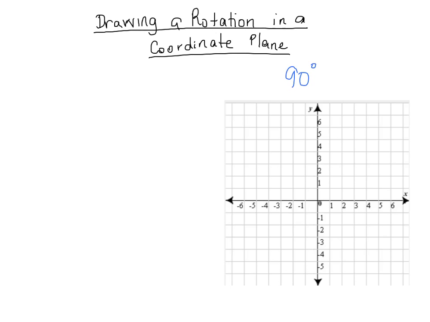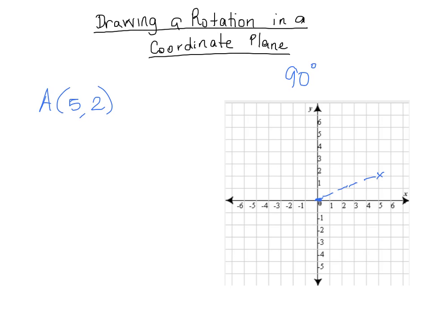So let's start off with 90 degrees. All right, so let's say our coordinate point is (5, 2), and let's put that on here, and I would like to rotate that about the origin, so that's our center of rotation. I want to rotate it 90 degrees. So if we draw a line here, sure, we could use a protractor and all that good stuff, but there is a much easier way to do it when we're in the coordinate plane.